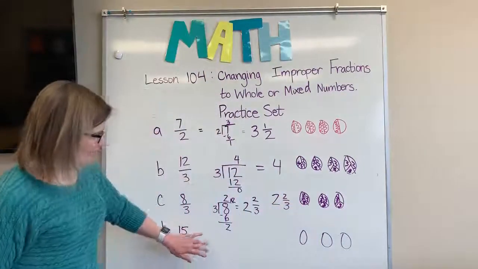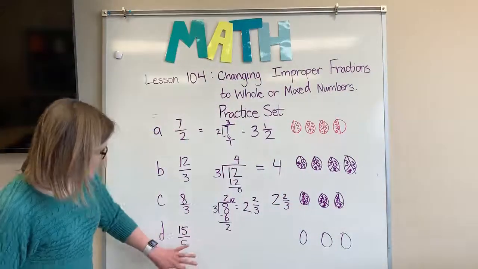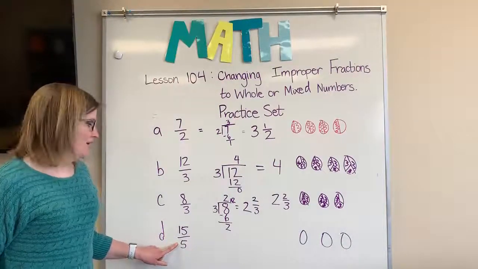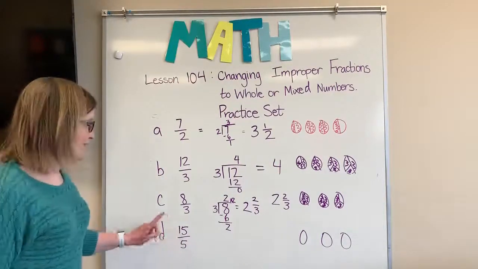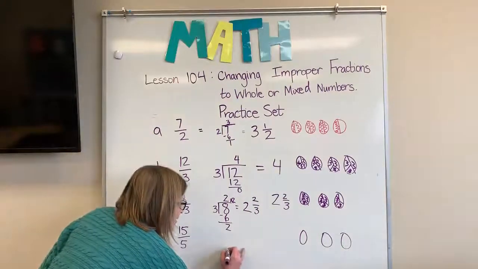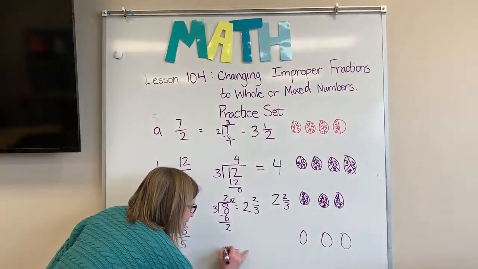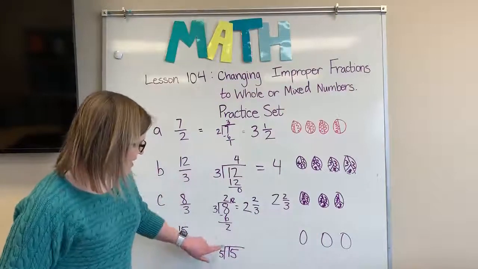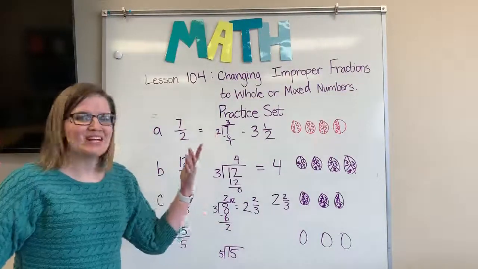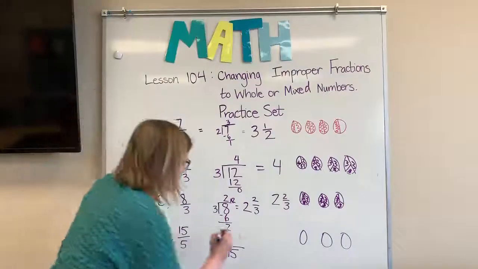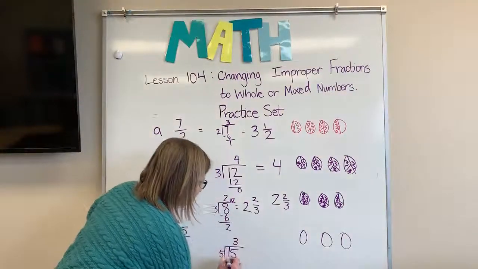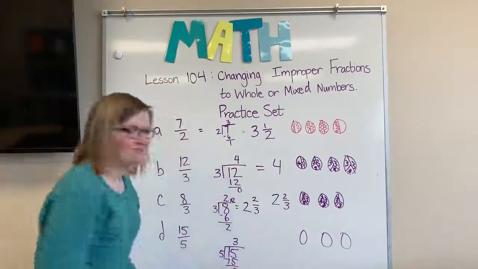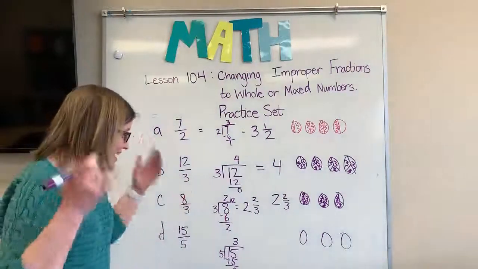Okay, our final one, sorry, this is getting kind of messy, is 15 fifths. Now you and I can see already this is going to be good. We have 15, we divide it by 5, and we say 5 can go into 15 how many times? 5, 10, 15, 3. 3 times 5 is 15, subtract 0, another happy ending, yay!